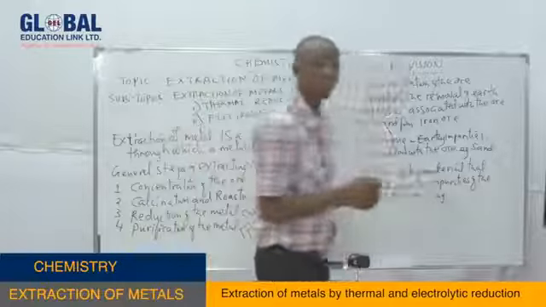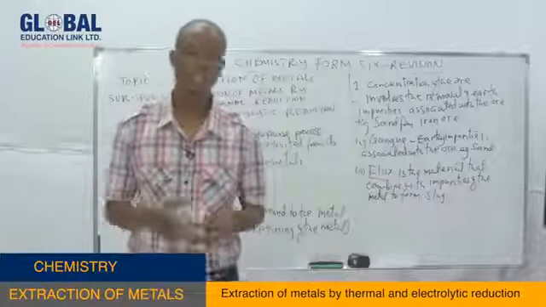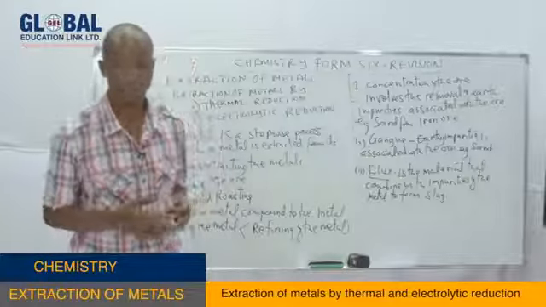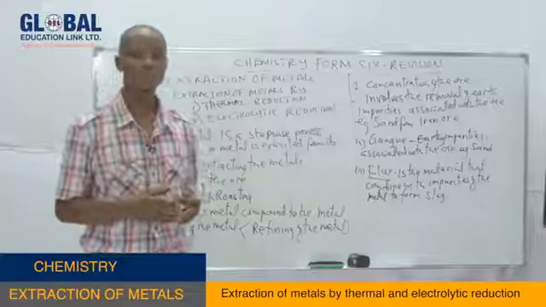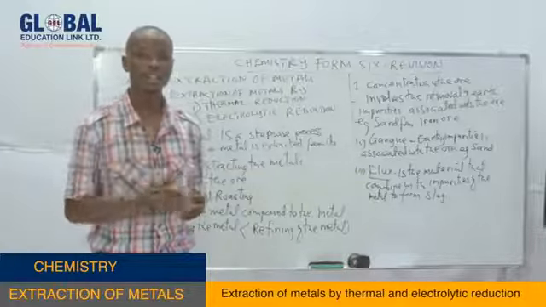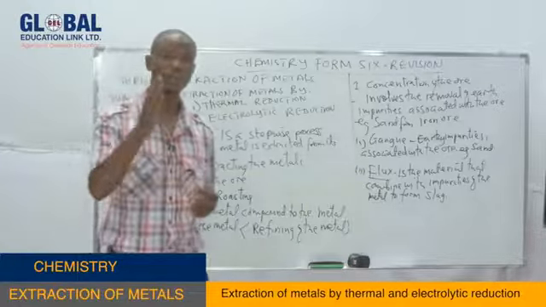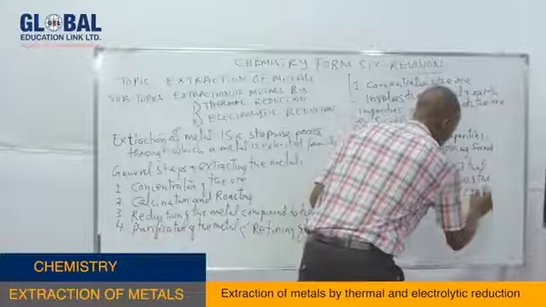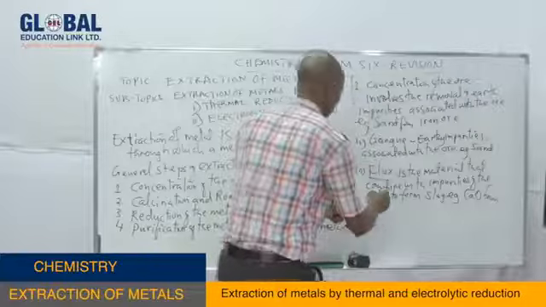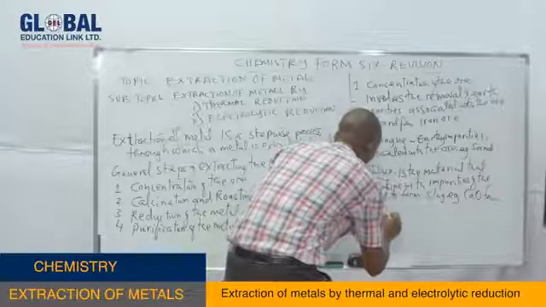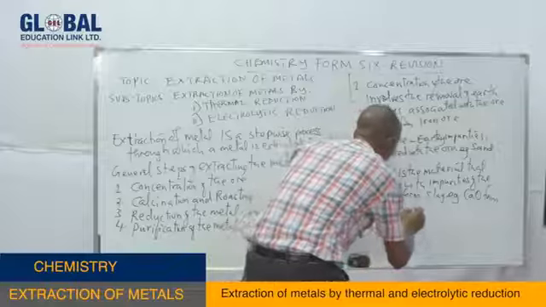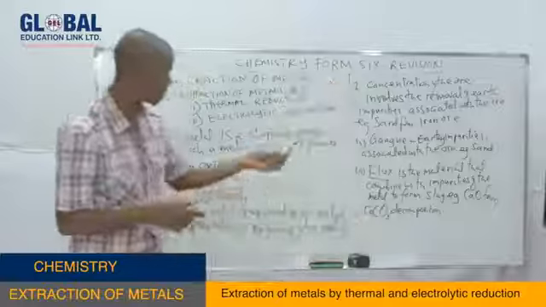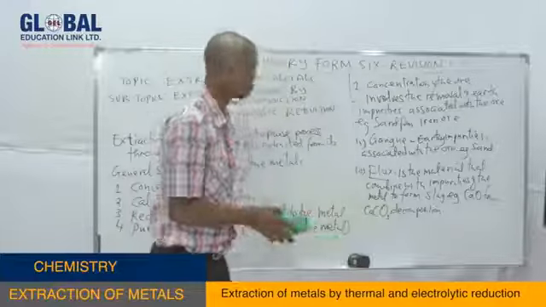For example, we have calcium oxide. This calcium oxide is obtained from the decomposition of calcium carbonate when extracting iron using hematite ore, that is the iron 3 oxide, which is the ore of iron. Now that is flux. From there, we can also have another one.